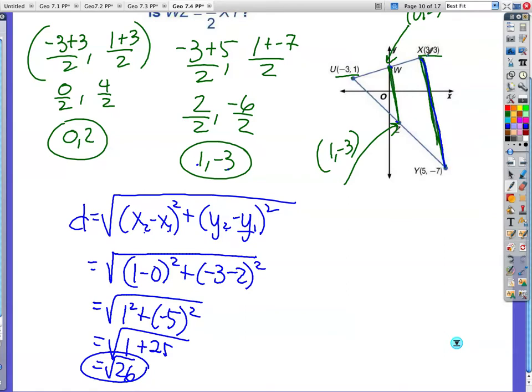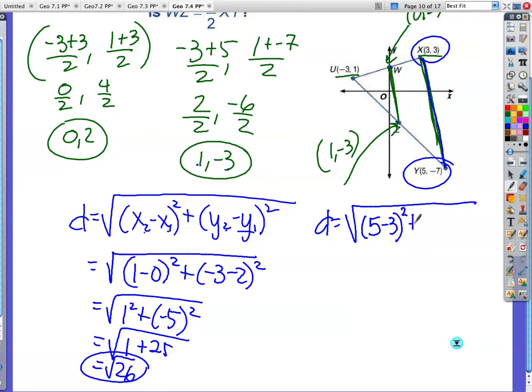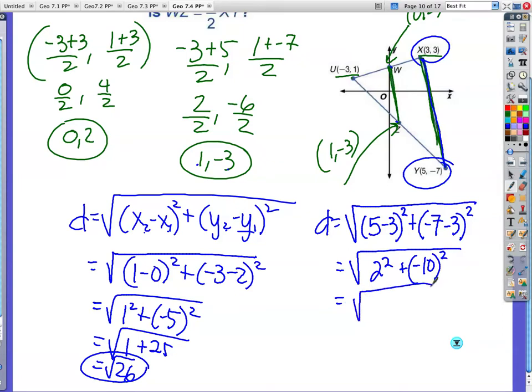So now I got 3 and 3 and 5 and negative 7. Here I go again. I'm going to do my x's again. 5 minus 3, quantity squared. Negative 7 minus 3, quantity squared. So now I've got a 2 squared, and I've got a negative 10. Oh, be careful. It's a negative 10 times negative 10. So now I've got a 4, and I've got a 100. Now I got a square root of 104.